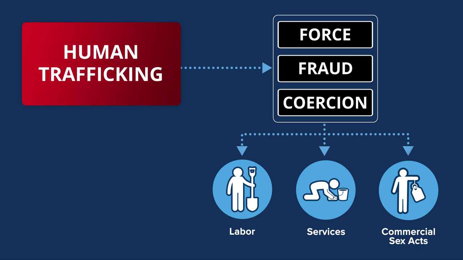Force can include physical restraint, physical harm, and sexual assault. Fraud can include false promises regarding employment, wages, working conditions, love, marriage, or a better life. Coercion can include threats of serious harm or abuse against the victim to include their loved ones. It can also include psychological manipulation, document confiscation, and shame or fear-inducing threats to share pictures. It is important to note that under U.S. law, causing someone under the age of 18 to engage in a commercial sex act is considered human trafficking, regardless of whether there are elements of force, fraud, or coercion.